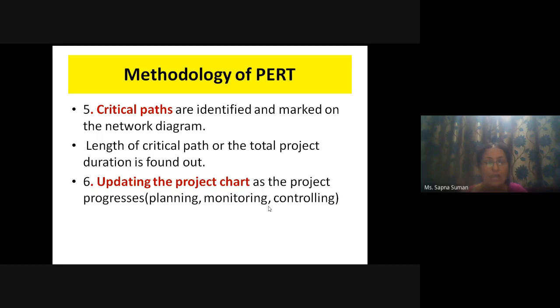Once the project has started, and if you find that this particular project or the project chart needs certain modification, then accordingly you will have to modify your planning, your monitoring, and your controlling process also, and that also has to be marked in the chart, and this is what is known as updating the project chart. That is making the modifications so that the project goes in the right direction. So these are the steps involved in the PERT technique. I hope it is clear to you.